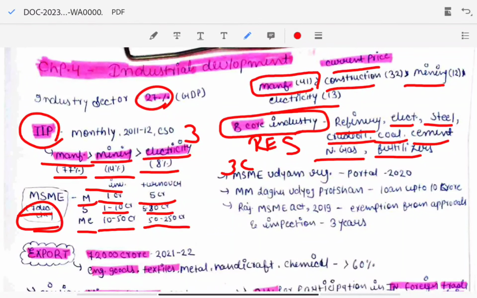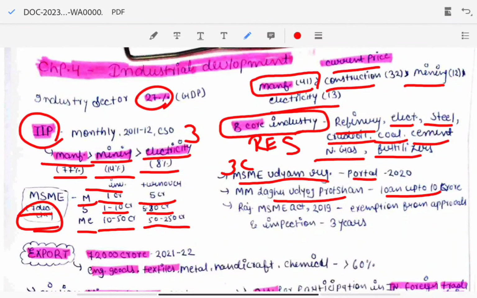This question was asked in this year's UPSC prelims, so we can expect that this can be asked in RPSC's exam too. Then some schemes, so we have this portal called MSME Udyam registration. So basically it is for the registration of new enterprises. Then we have Mukhya Mantri Laghu Udyog Protsahan. From the name itself we can get to know that it's about loans and so on. So there will be a loan up to 10 crore.